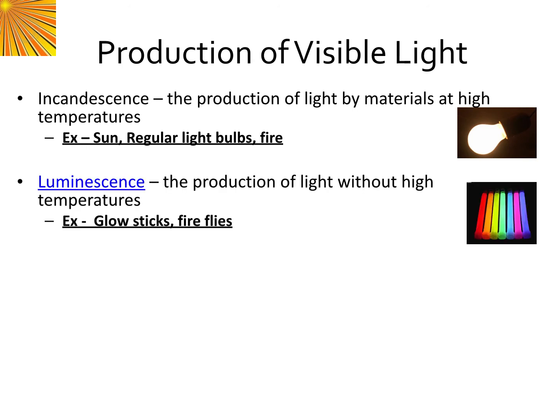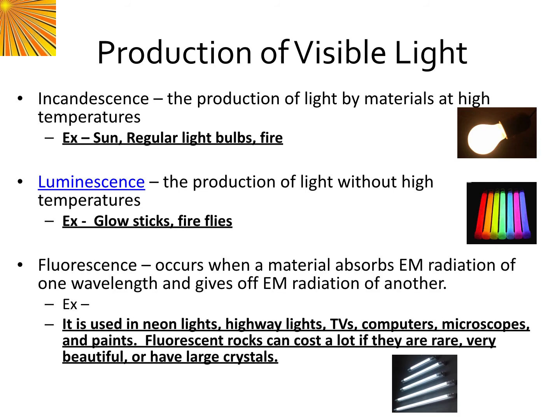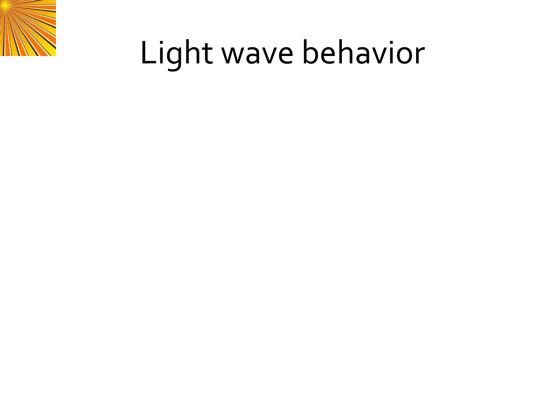The next is luminescence. This is production of light without high temperatures. For example, a glow stick, as you see in the picture there. Also fireflies, or if you ever see those glowfish in a pet store, all that is luminescent. And then the third is fluorescence, which occurs when a material absorbs EM radiation of one wavelength and gives off EM radiation of another. It's used in neon lights, highway lights, TVs, the old school TVs really, computers, microscopes, and paints. Fluorescent rocks can cost a lot if they're very rare and beautiful. They have very large crystals, if you wanted to know. You don't have to write all those examples down, but definitely have a few examples of each of these down. Now we're going to talk about some things that have light wave behavior.